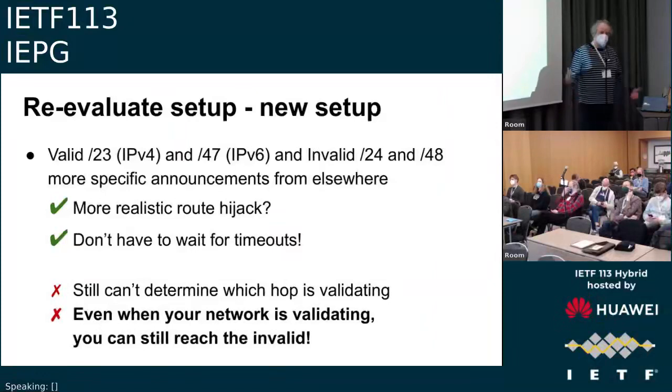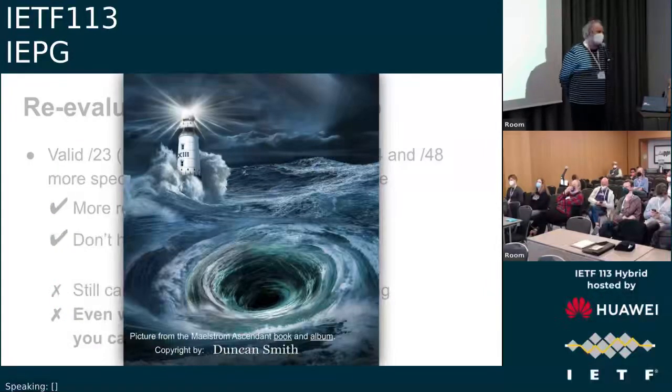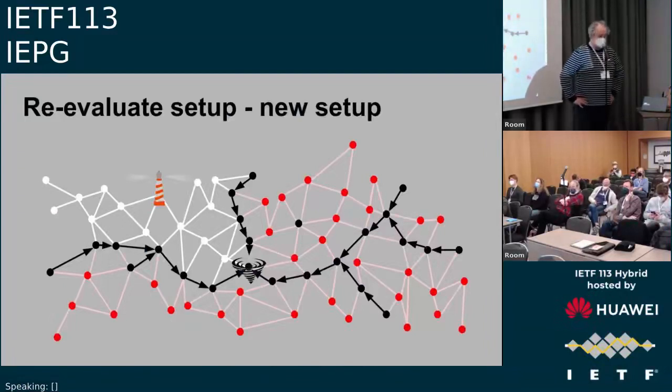But it's still really hard to determine which hop does the actual validation. It also has the peculiarity that if you are in a network that is validating, you might still reach the invalids. And why is this? Because on the path towards the less specific, the lighthouse, so to say, you might bump into a non-validating hop, which is luring you into the vortex. So taking the picture that I used before, all the white things close to the lighthouse are good, but if you cross a non-validating hop on your path towards the lighthouse, then you end up at the beacon.